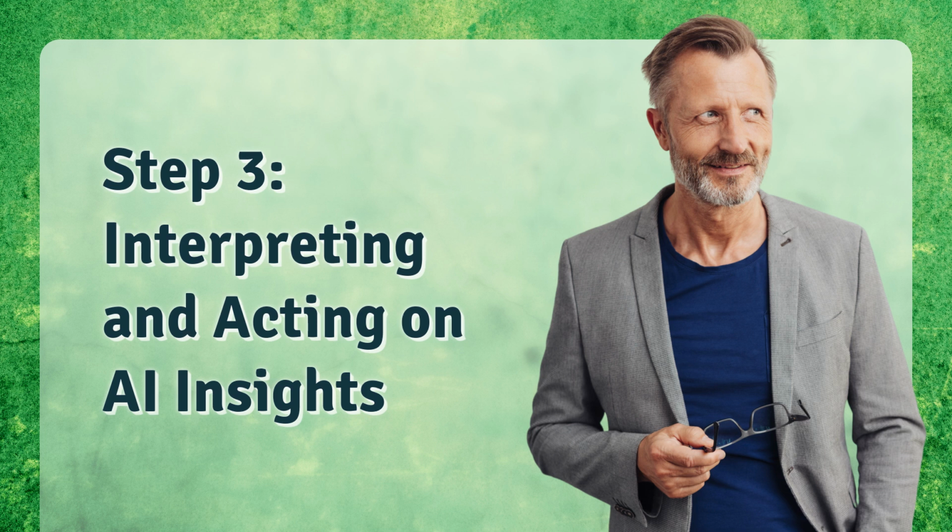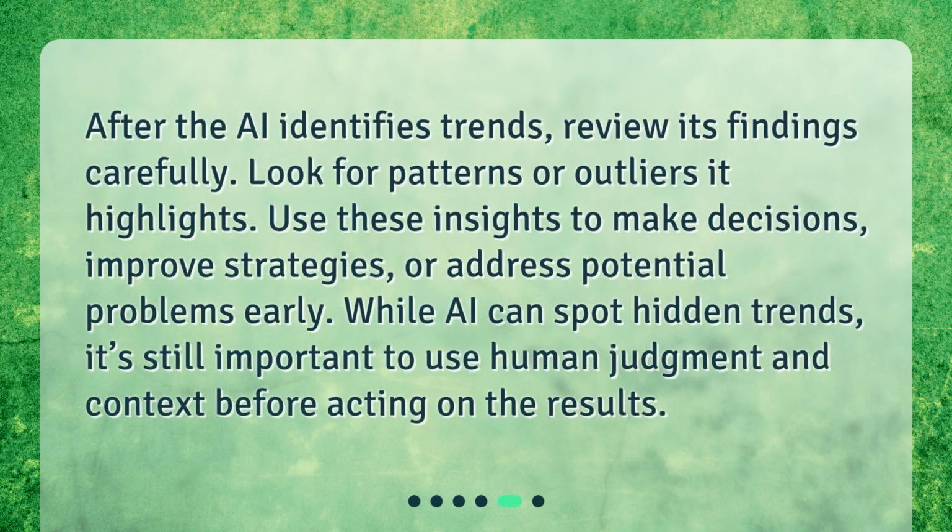Step 3. Interpreting and acting on AI insights. After the AI identifies trends, review its findings carefully. Look for patterns or outliers it highlights. Use these insights to make decisions, improve strategies, or address potential problems early. While AI can spot hidden trends, it's still important to use human judgment and context before acting on the results.